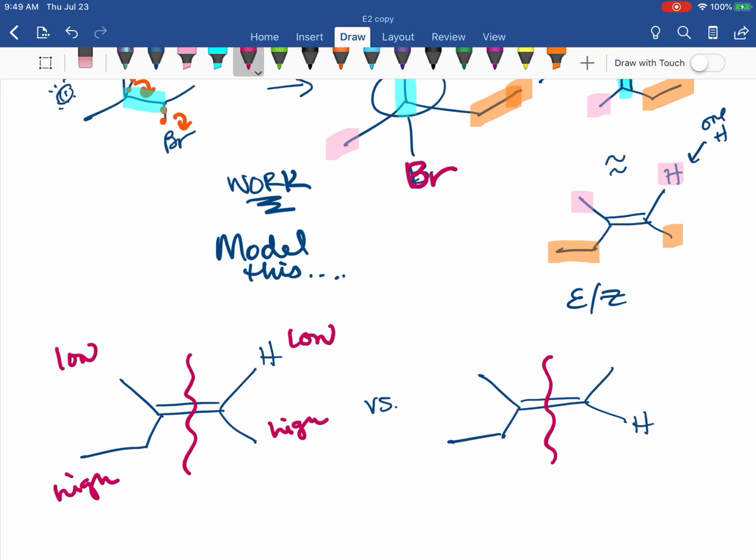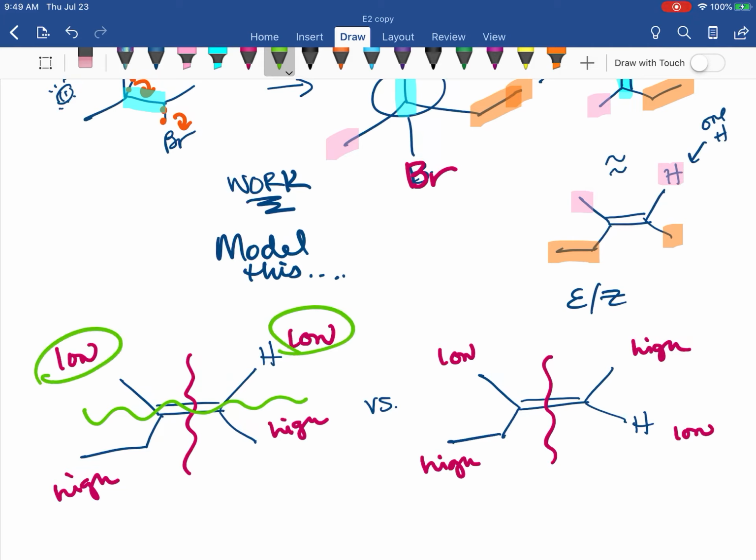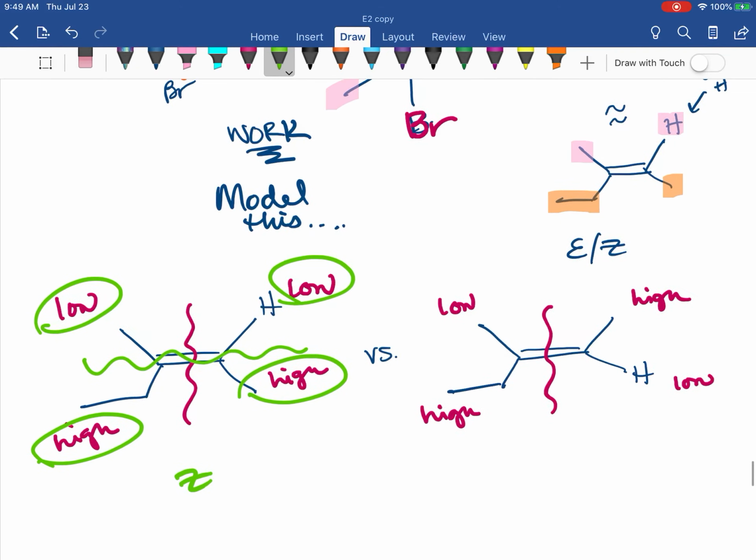So then the difference between these two is that we have high, high, and low. So it's almost like on this one then, if you cut it this way, you have low on the same side, high on the same side. That is our Z. And I think of it as Z same side. Then if you look at this one, you have low and high on the same side. It's almost like a trans. That is your E. So they are different.